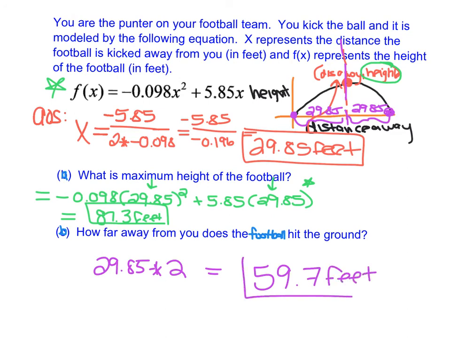So when we kick this football, it goes to a maximum height of about 87.3 feet and then lands about 59.7 feet away from us.